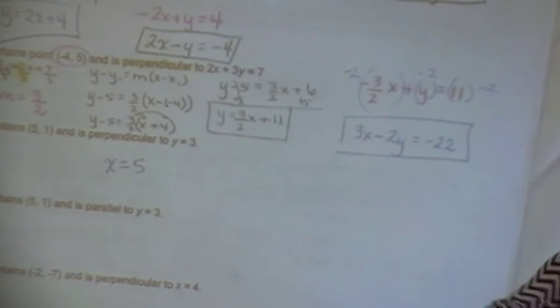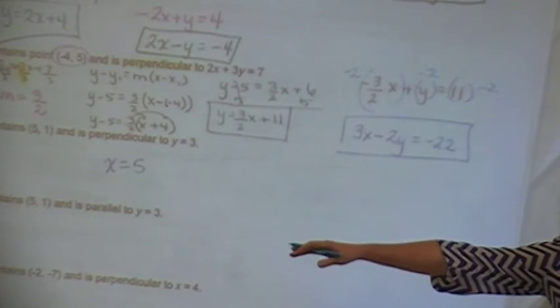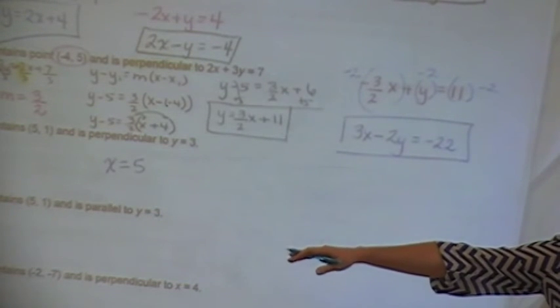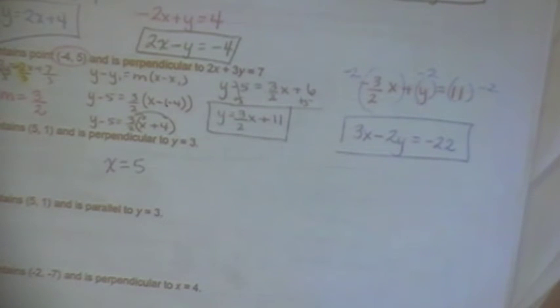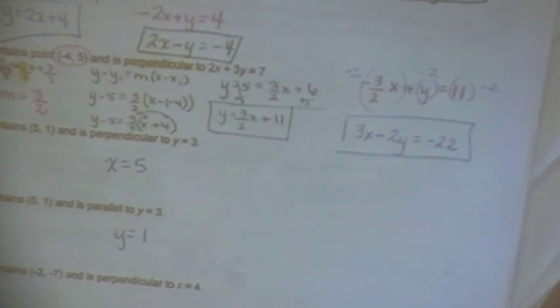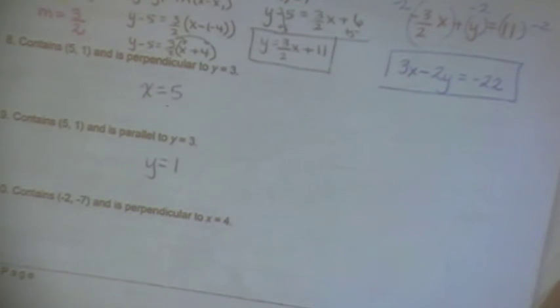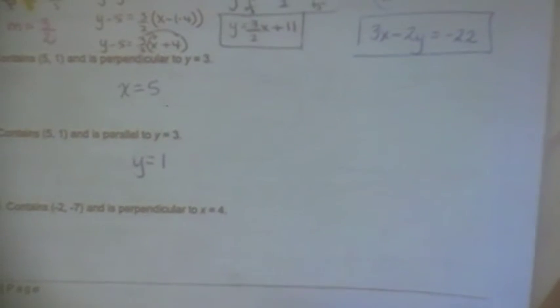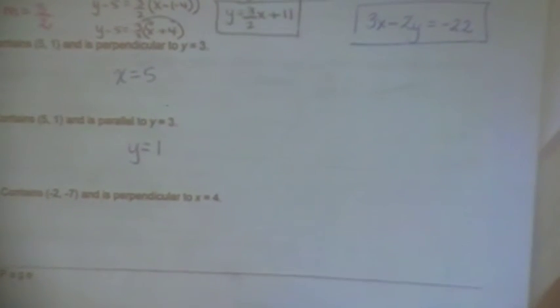So this one, parallel to y equals 3. So that is a horizontal line. If it's parallel to that, what kind of line are we dealing with? Another horizontal line, which means it's going to say y equals a number. What number? Okay? I like that. But I promise you'll forget. Everybody always forgets these, I don't know why.